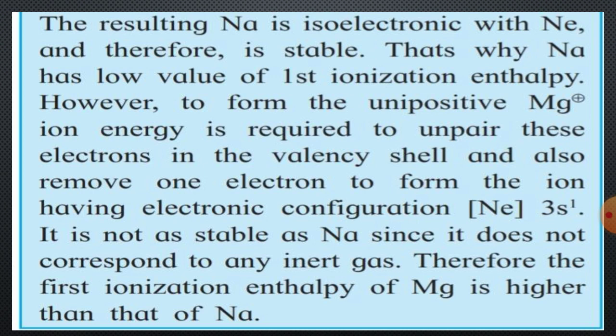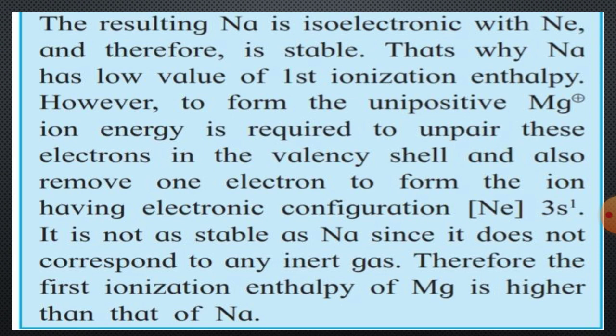Fine. So here the resulting Na plus is isoelectronic with neon. Obviously it is isoelectronic with neon because Na has lost one electron and got converted into Na plus. So here it has 10 electrons, similar to neon. We have studied isoelectronic configuration. So here sodium is isoelectronic with neon and therefore stable. That's why sodium has a low value of ionization enthalpy.